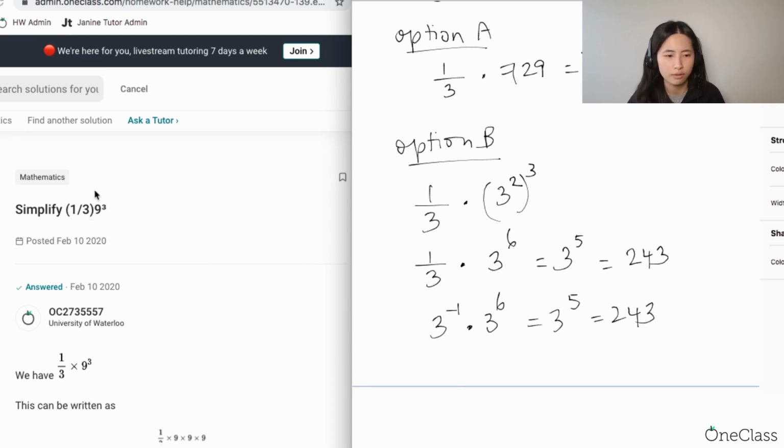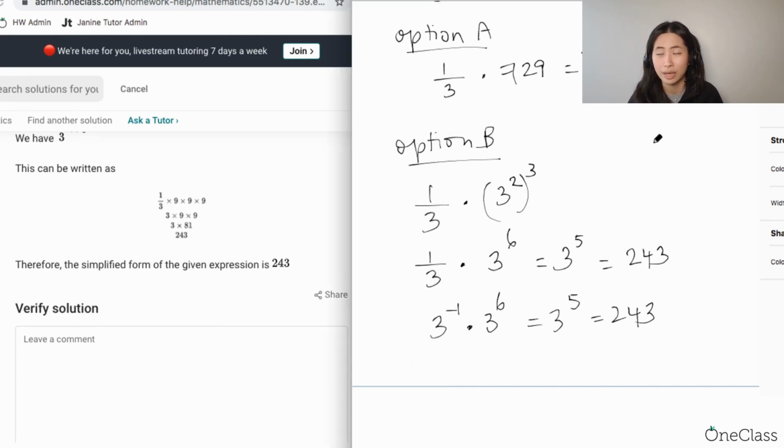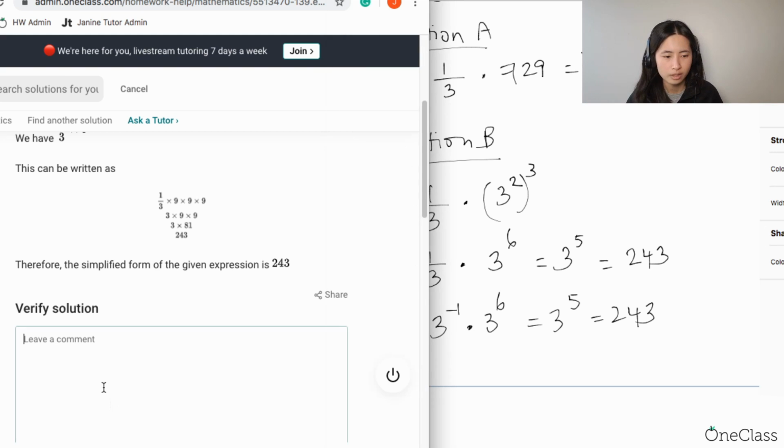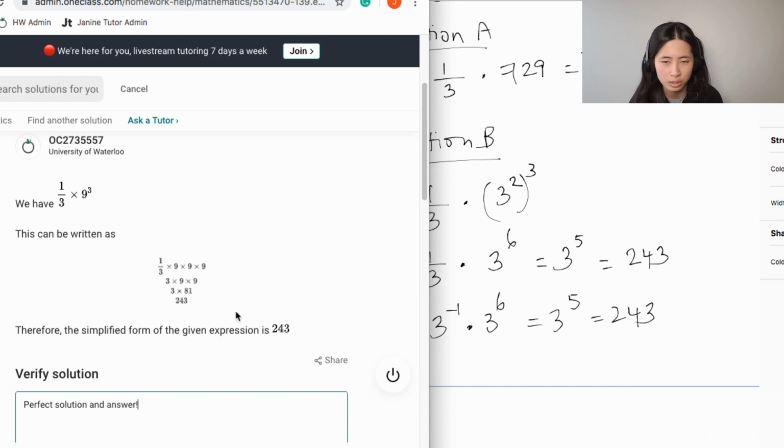I think I've covered everything that I wanted to talk about. Really, it's up to you, based on your preference. So if you prefer this, go ahead and use that. If you prefer this, it's up to you. So, okay, so perfect solution and answer. And I think they went and expanded the terms, which is option A. So it's up to you.